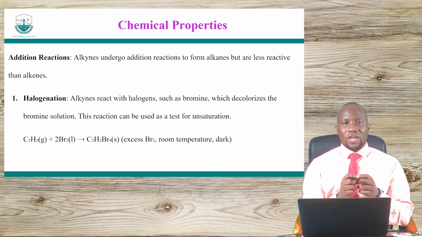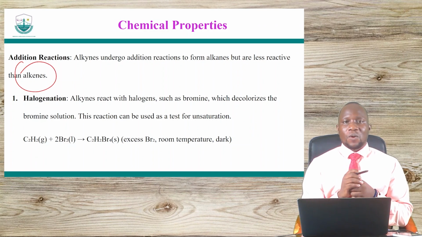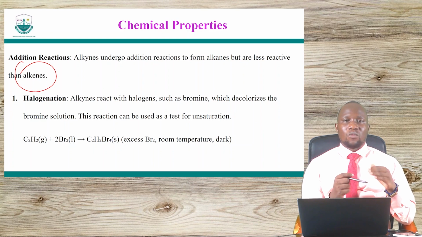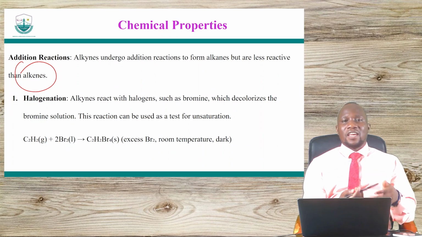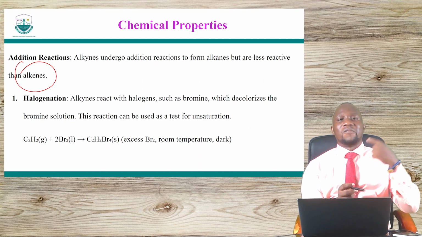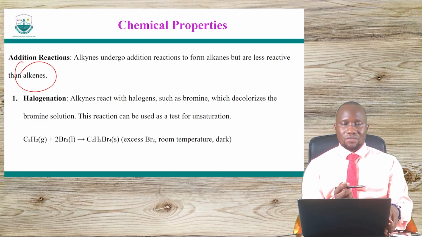What reactions do we have? One key note is that they are not as reactive as the alkenes. If you remember, we started with the alkanes, they are not very reactive. And then we came to the alkenes, we said they are more reactive than the alkanes. Now we are moving to the third group, which are the alkynes. And we are saying for them, they are not actually as reactive as the alkenes. So meaning that the alkenes are more reactive.